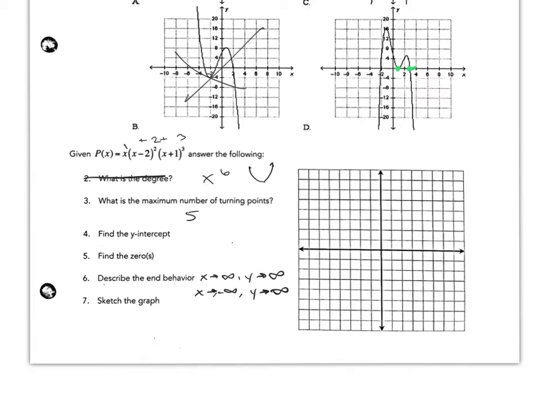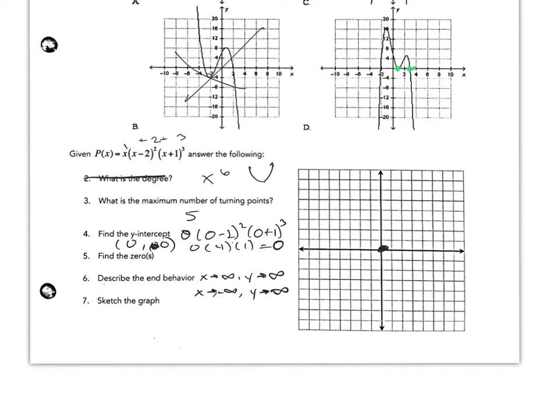To find the y-intercept, that means to make all the x's 0. So we have 0 times 0 minus 2 squared times 0 plus 1 to the 3rd. So 0 times 4 times 1 is still 0. So our y-intercept is at the point 0, 0. Oh, it's too many zeros.